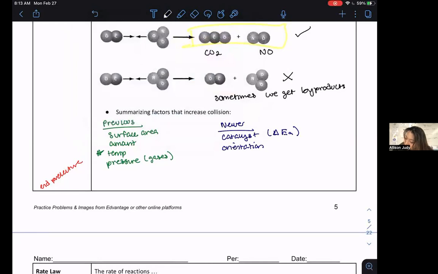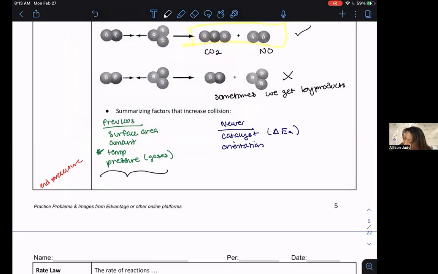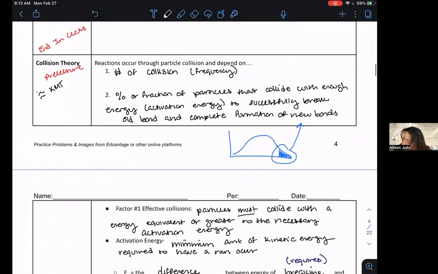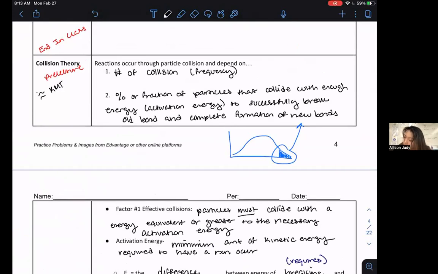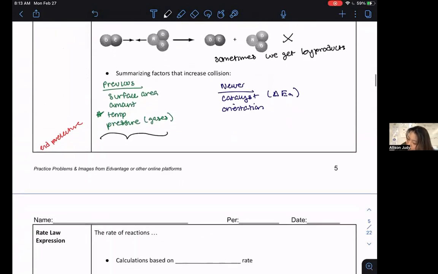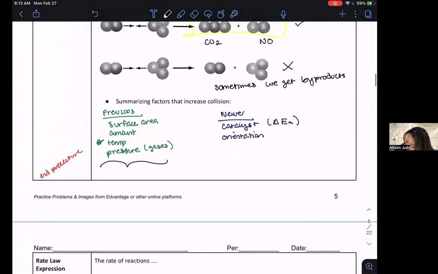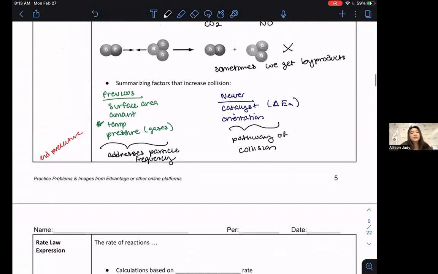Notice something: the previous factors emphasize part one of collision theory, the number of collisions. It addresses the frequency of particle collisions. And this one tends to address the pathway of collision, or mechanism. Okay, so that's your summary on collision theory.